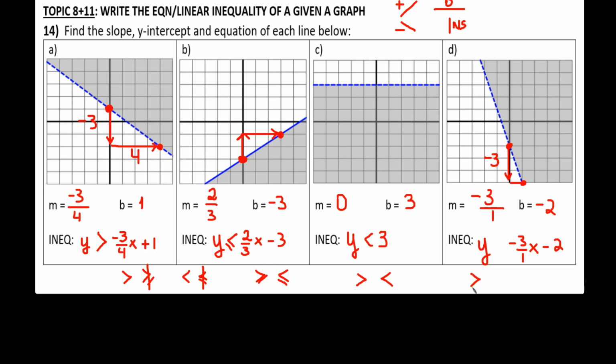Now I need to decide. Am I going to have a dash? No dash. And is it going to be above or below? Well, I color above the line, so it will be greater than. Okay, so there we go. These are the answers for these problems. All right, let's go on to the next problem.